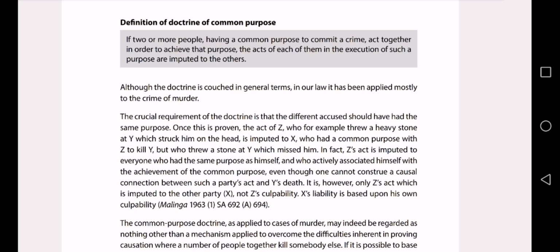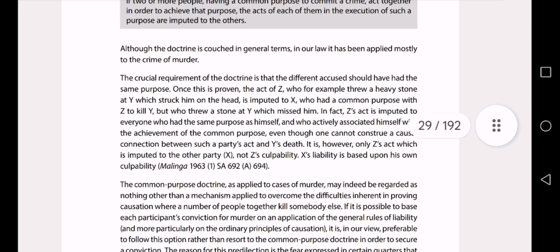Definition of the doctrine of common purpose. If two or more people having a common purpose to commit a crime act together in order to achieve that purpose, the acts of each of them in the execution of such a purpose are imputed to the others. Although the doctrine is couched in general terms, in our law it has been applied mostly to the crime of murder.